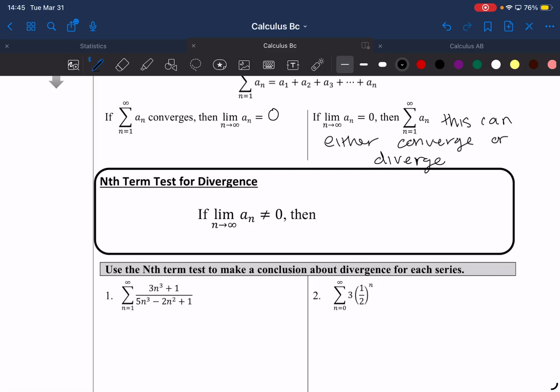This says, if the limit as n approaches infinity of A sub n is not equal to 0, then the summation of n equals 1 to infinity of A sub n diverges. So if we look at all these summations and find the limit as n approaches infinity, and we get any number besides 0, then we know that the summation is going to diverge.